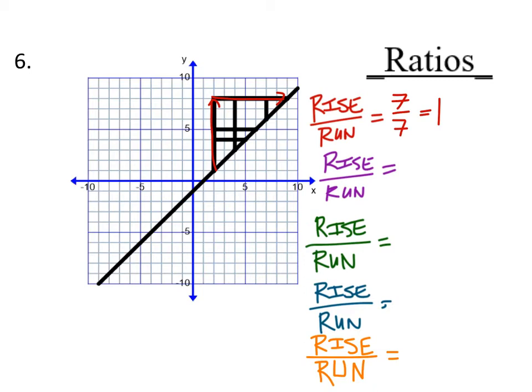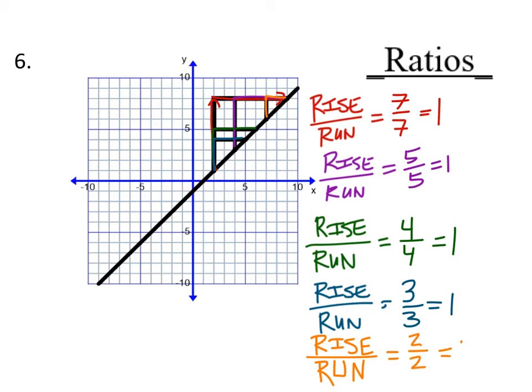The next one, it wouldn't matter which one you chose, but this one right here looks like it goes up 5, and then to the right 5, which is again a ratio of 1. Next up, we'll look at this one right here, which is up 4, and then to the right 4, which also is a ratio of 1. And the next one here, this one is up 3, and then to the right 3, which again, a ratio of 1. And the last one we see would be this one right here, which is up 2, and then to the right 2, which also is a ratio of 1.